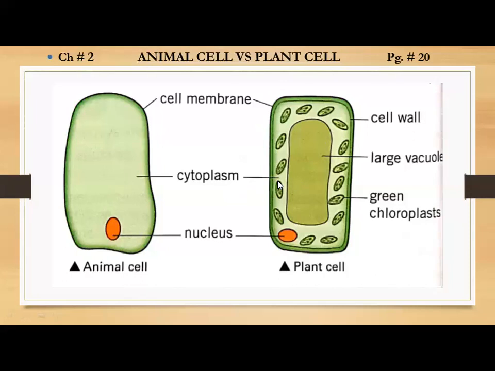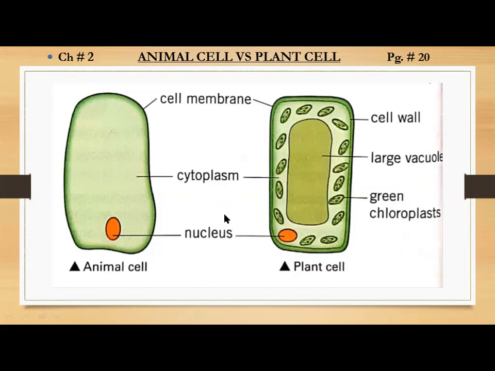So cytoplasm is a jelly-like structure, and its function is that all the organelles of the cell float in it. And you can see here that both the animal cells and plant cells have a nucleus. So these are the so-called similarities. We can say that these are common in both.